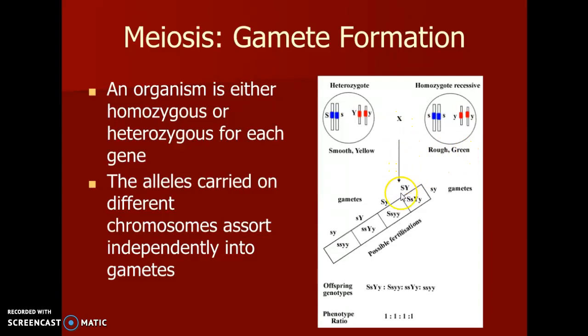When we do that and we get gamete formation, we end up with these combinations as you see here: rough and green. There's also the possibility of rough and yellow. And of course we have smooth and green, and we have smooth and yellow. So the offspring's genotypes could show as you see right here, and this gives us a phenotype ratio of 1 to 1 to 1 to 1.